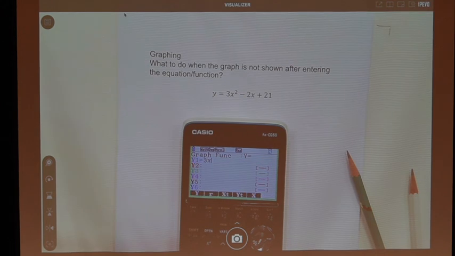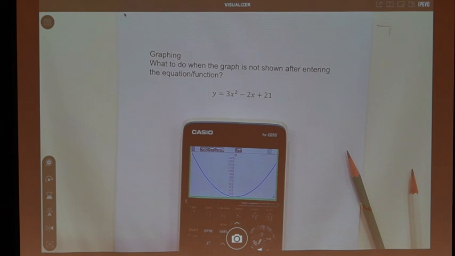Alright, so I call 3x squared minus 2x plus 21. Usually when you see this, you say, Miss Lu, I cannot see anything on my graph. Zoom auto, okay, let's try. Zoom, F2, auto, that gives you the graph there. Zoom auto allows you to auto zoom the range. If you do not have the correct domain, it doesn't work. So Zoom Auto is very good, but if Zoom Auto doesn't work, check the domain first.